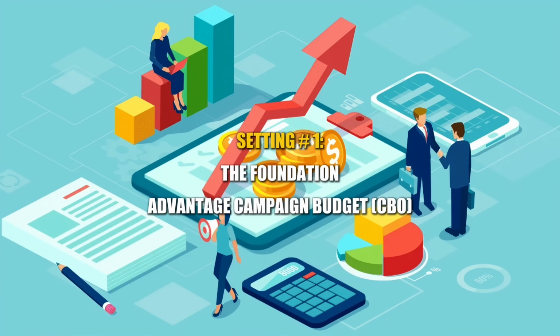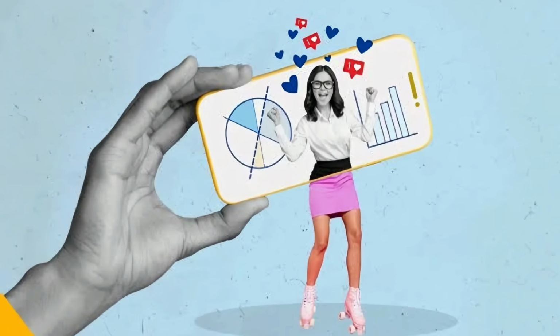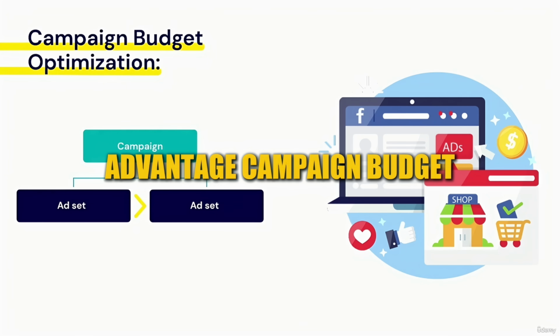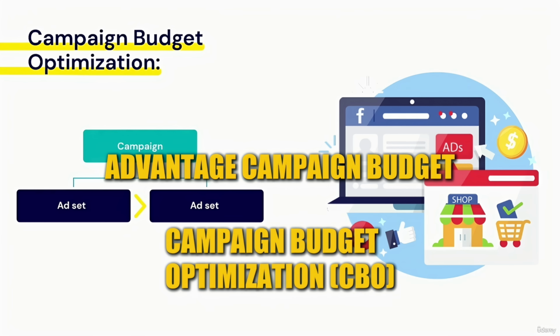Setting number 1, we're going to talk about the foundation: Advantage Campaign Budget, or your CBO. All right, first things first. The very first setting is arguably the most important one. It's the bedrock of a modern, successful Meta ad strategy. It's now called Advantage Campaign Budget, but you probably know it as Campaign Budget Optimization, or your CBO.